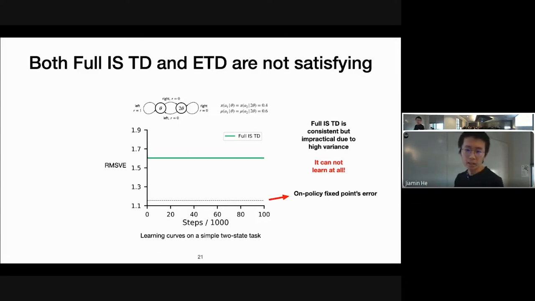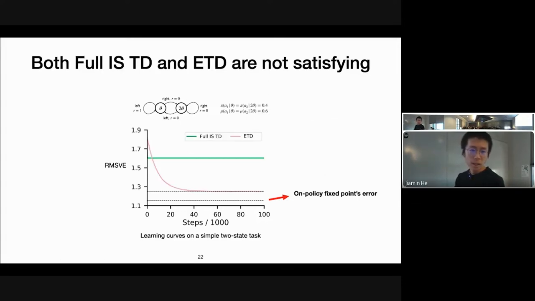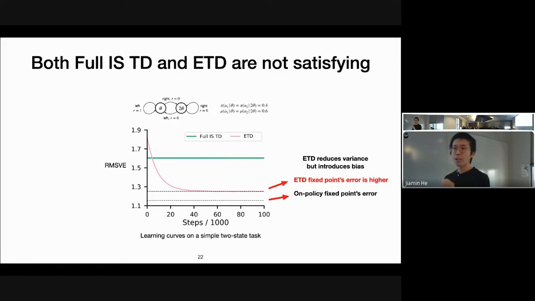On the other hand, ETD reduced variance, but it also introduced bias. Specifically, it converges to a fixed point that induces a larger error in this environment. Thus, theoretically, it can never break through the top dashed line. Our ideal case should be that we converge to the dashed line on the bottom.